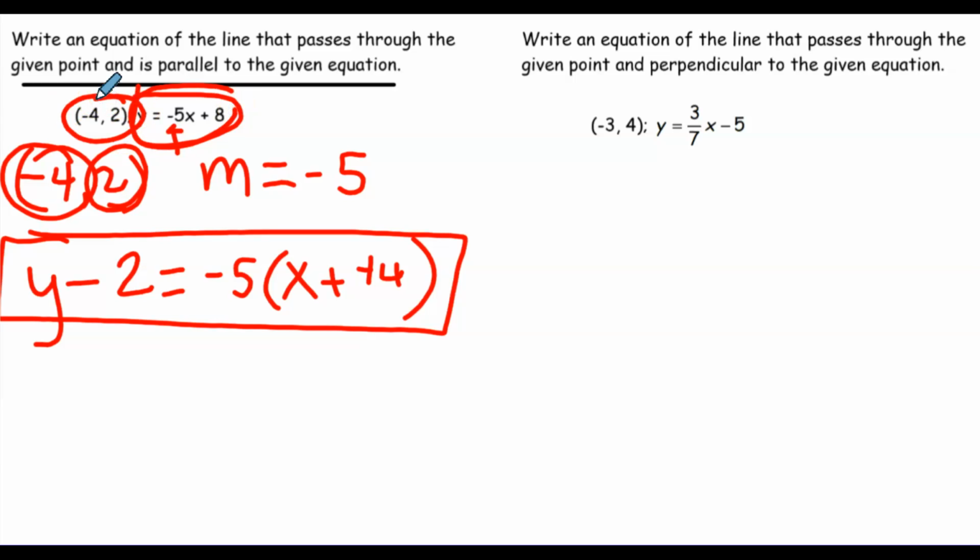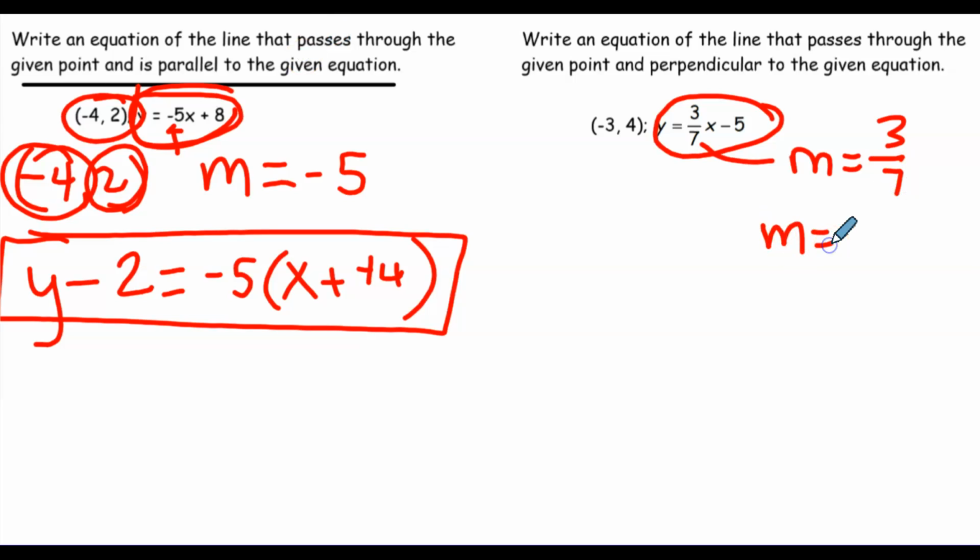The second one says write an equation of a line that passes through the given point that's perpendicular. So this is the equation I want to be perpendicular to. This equation has a slope of 3/7. So if I want a line that's perpendicular to that, then I take the slope, I take the opposite of positive is negative, and the reciprocal. Flip it over. That's the slope of my new line.